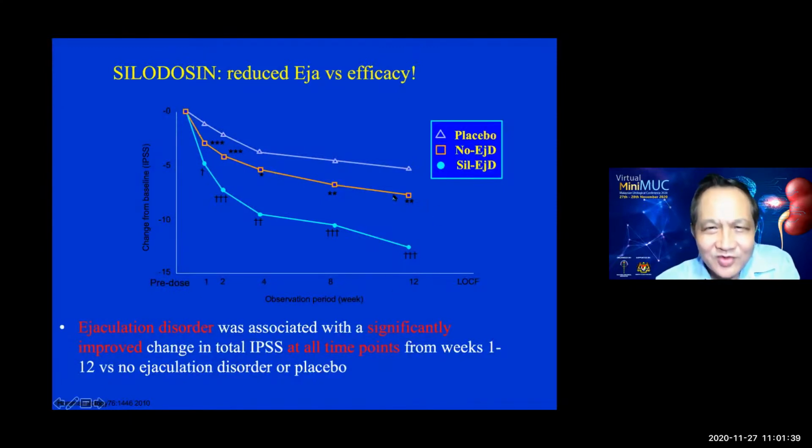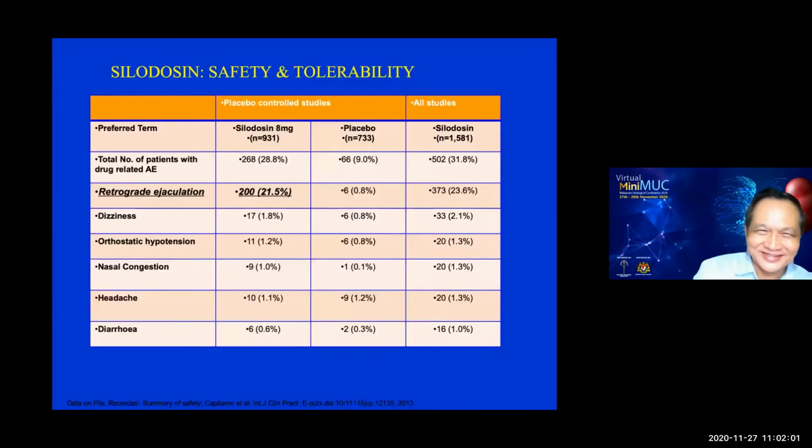So if you have no ejaculatory dysfunction, they use the term ejaculatory dysfunction, not retrograde ejaculation, it is not so effective. So the fact that you have retrograde ejaculation means the drug is more effective. But as Dr. Tay Kwan Chow reminded us, it is not contraception. You cannot use it for contraception. Not effective, because there is still ejaculation, just less volume of ejaculation.